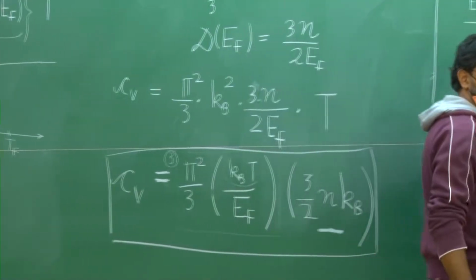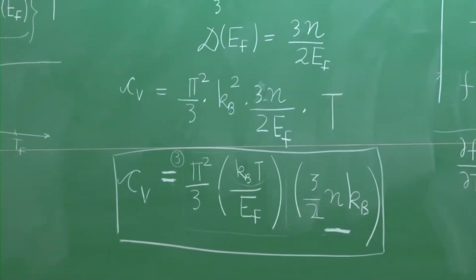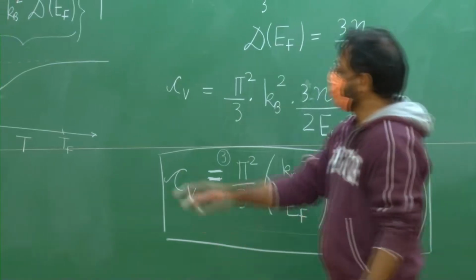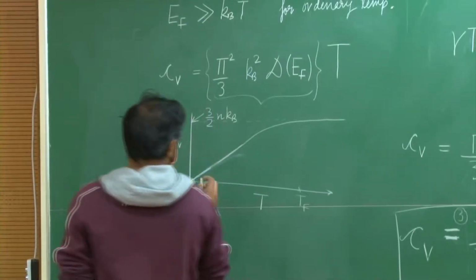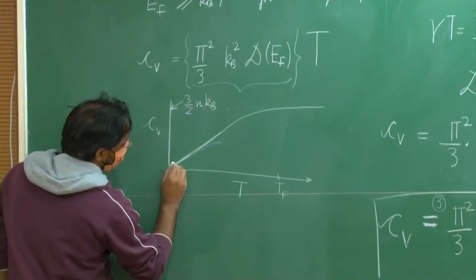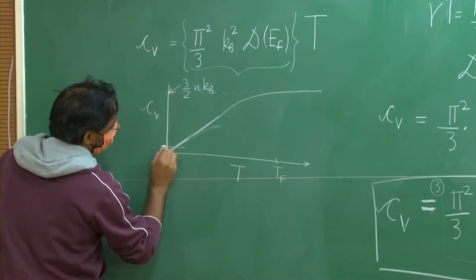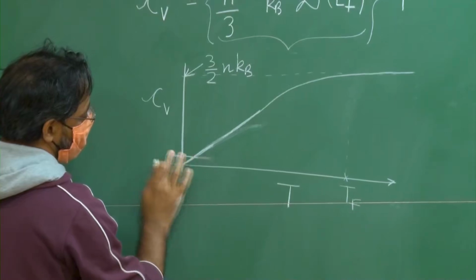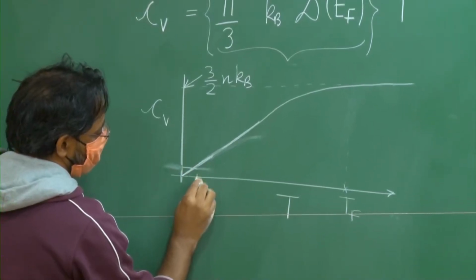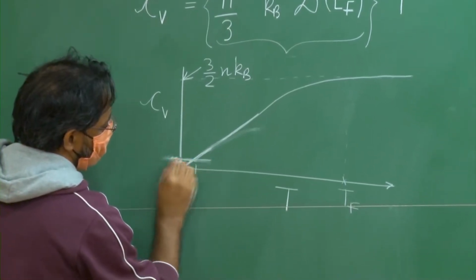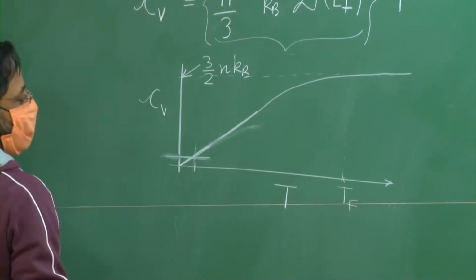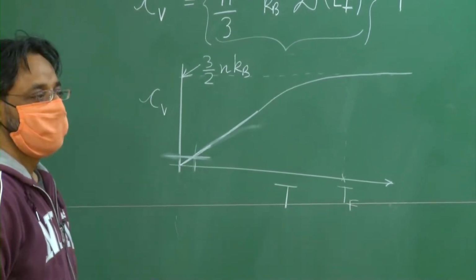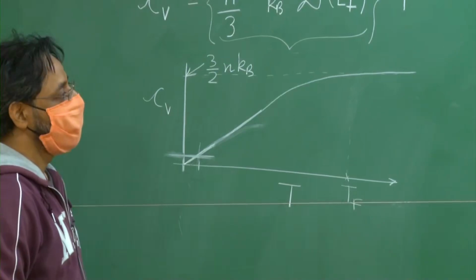This is what I wanted to show you in this lecture, that CV goes as T, and CV is small even at room temperature. So, the room temperature will be somewhere here. This is your room temperature on this scale. Sorry, this is your room temperature and this is your KBT. Okay, we can stop here.